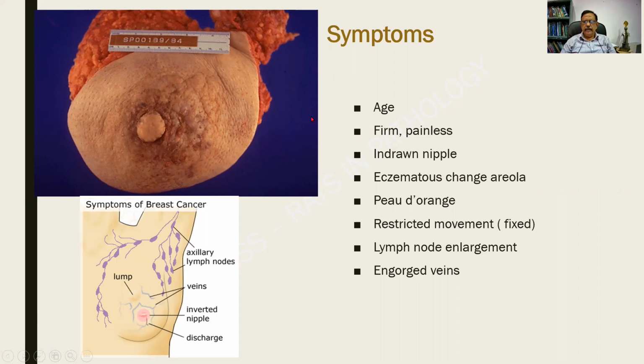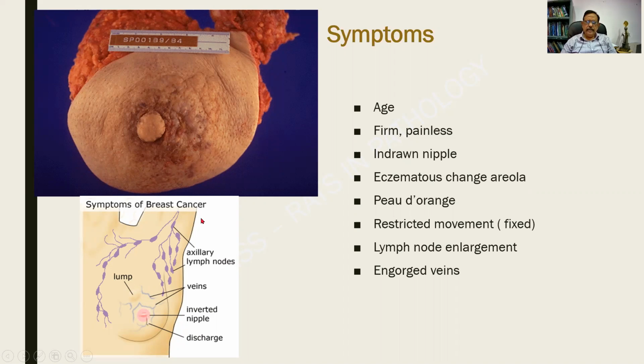What can be the symptoms of a breast cancer? Look at the picture over here. There is a retraction of the nipple, and the age also you people can judge. It is a lady around the menopause, and the areola as well as the surrounding skin shows an eczematous change. Eczematous change where there will be encrustation, peeling off.